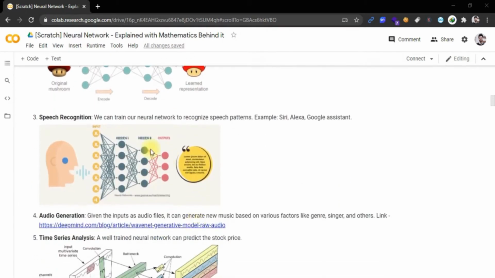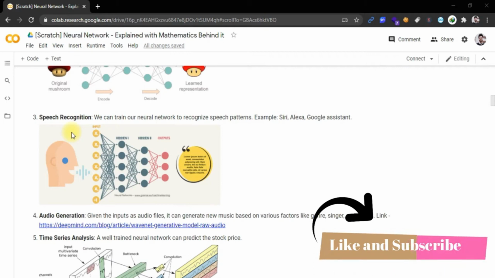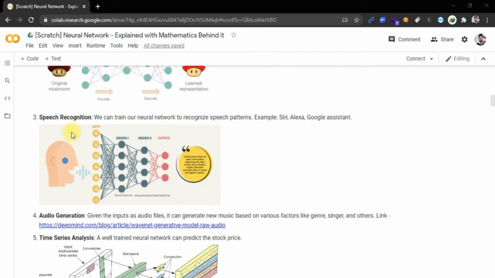My other application is speech recognition. As we know, Google Assistant, Siri, and Alexa all work on artificial intelligence or neural networks. With the help of a neural network, I can make a speech recognition algorithm also. It can detect my speech and recognize what I said. You can use one of the speech recognition libraries from Google or Microsoft, and make your own speech recognition system.